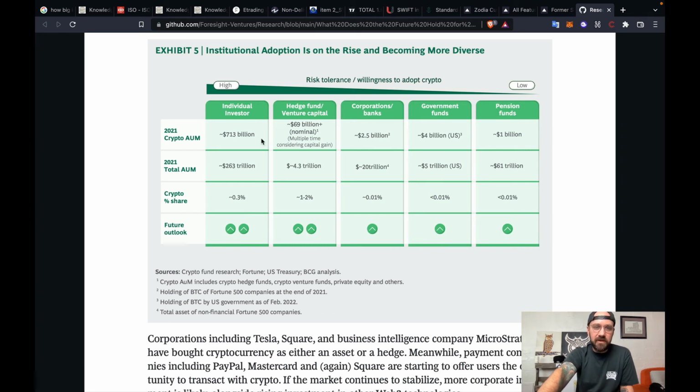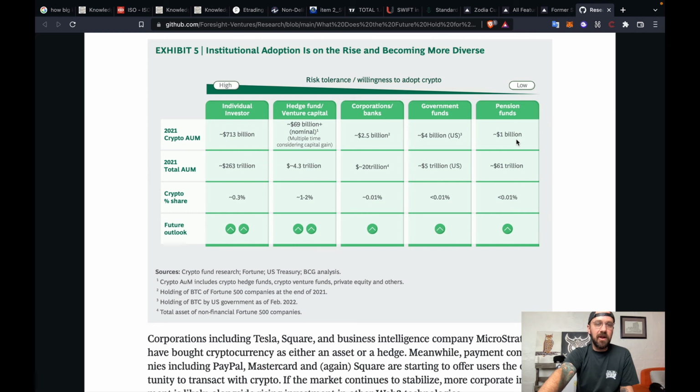713 billion from individual, and total 2021 assets under management across the board in the entire globe, 263 trillion. We are just at the beginning. You can look at all of these different things. Pension funds, 61 trillion tied up in pension funds in 2021. Only $1 billion tied up in pension funds dealing in crypto. Just step back, ladies and gentlemen, and understand where we're at.